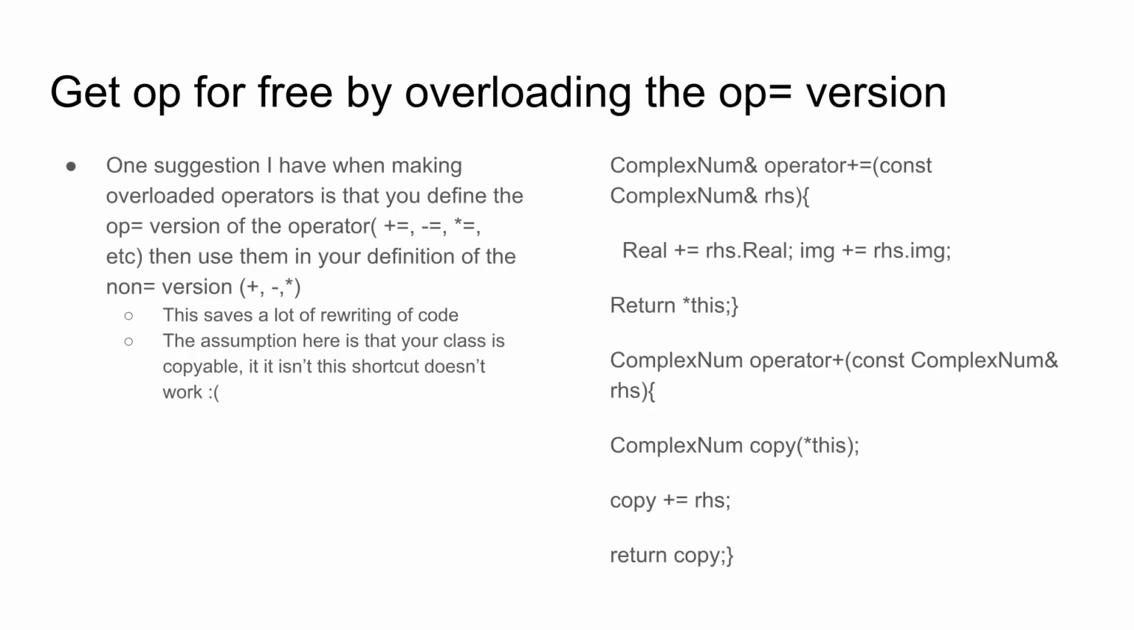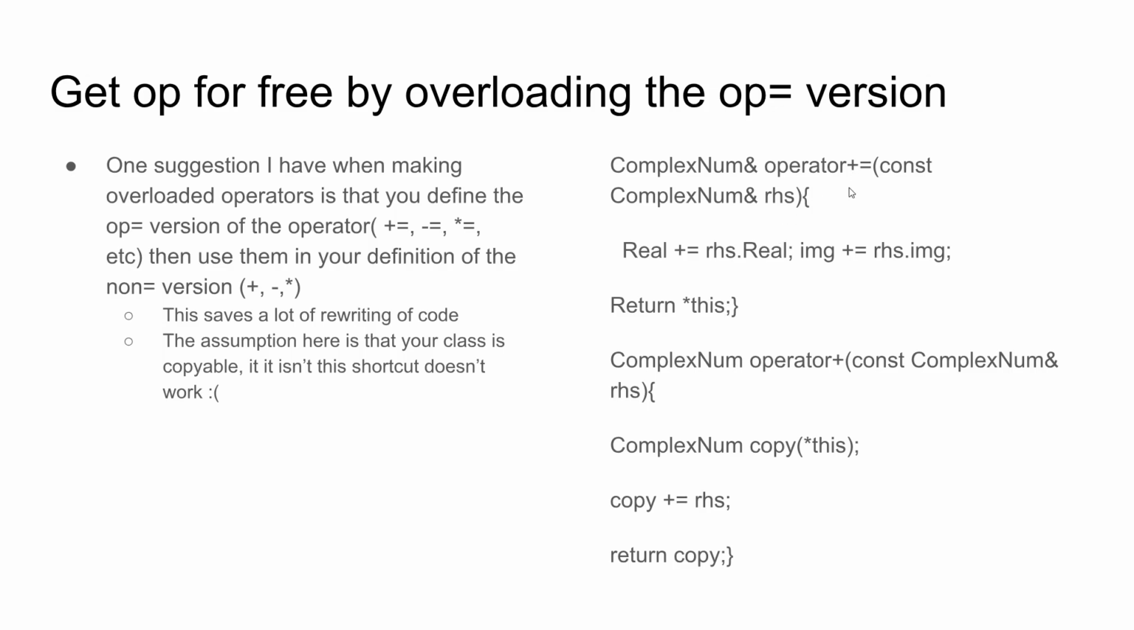One thing that you can do is you can reduce a lot of your code writing by defining only some of the operators and then just recalling them. So if you define the op equals version, like plus equals, minus equals, times equals, in the plus version or the minus version or the times version, you can just create a copy of yourself, assuming you're copyable, right? And then do that copy plus equals the other thing, then return the copy. This saves a lot of rewriting of the code.